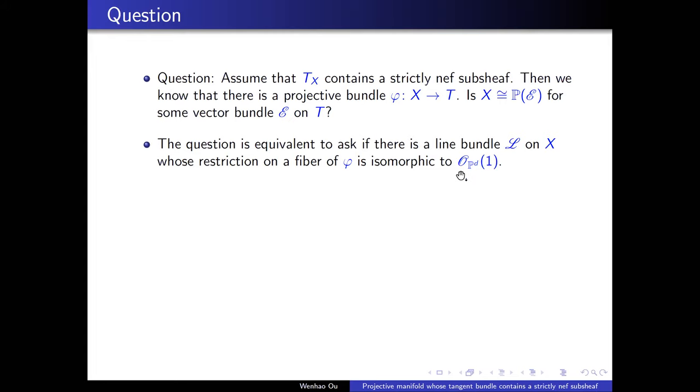We don't know if this is true because all the examples we know are projectivizations of vector bundles. So if someone could construct an example which is not the projectivization of a vector bundle, it would be good. Or if someone can prove that it is always the projectivization of a vector bundle. This is a question that I want to know the answer to, but I don't know how to prove or disprove it.